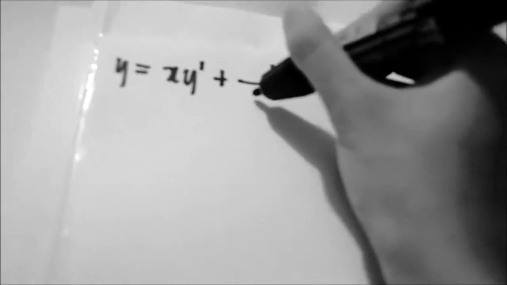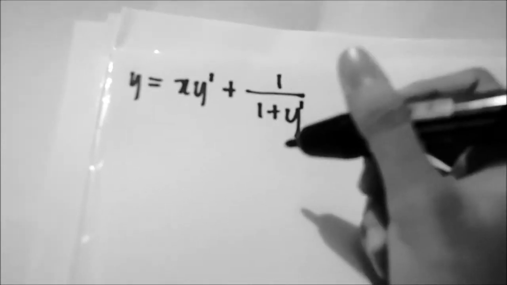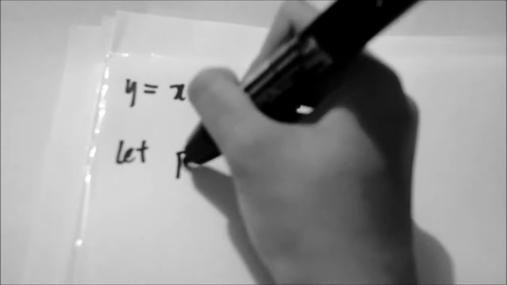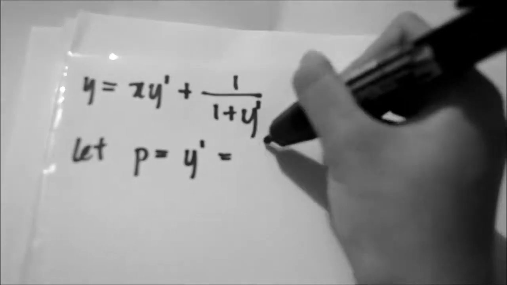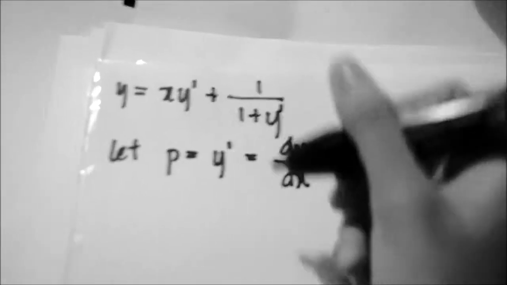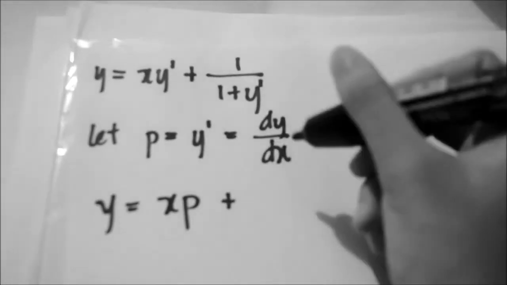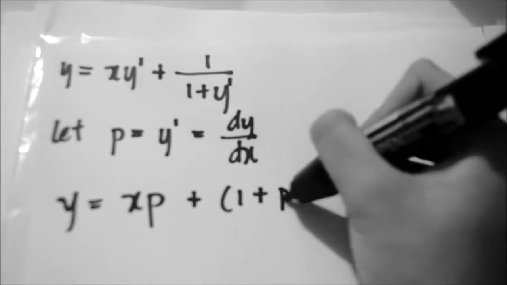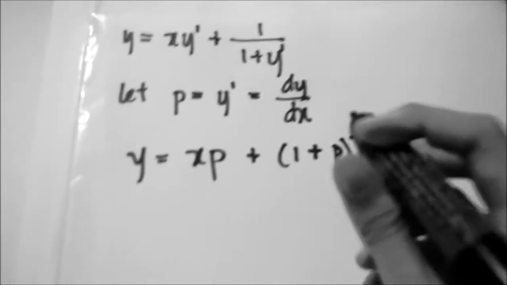The fourth problem is found on page 38, number 29. The problem states: find the general solution of the differential equation y = xy' + 1/(1 + y'). We will let p equal y', which is equal to dy/dx. So the equation would now be y = xp + (1 + p)^(-1).